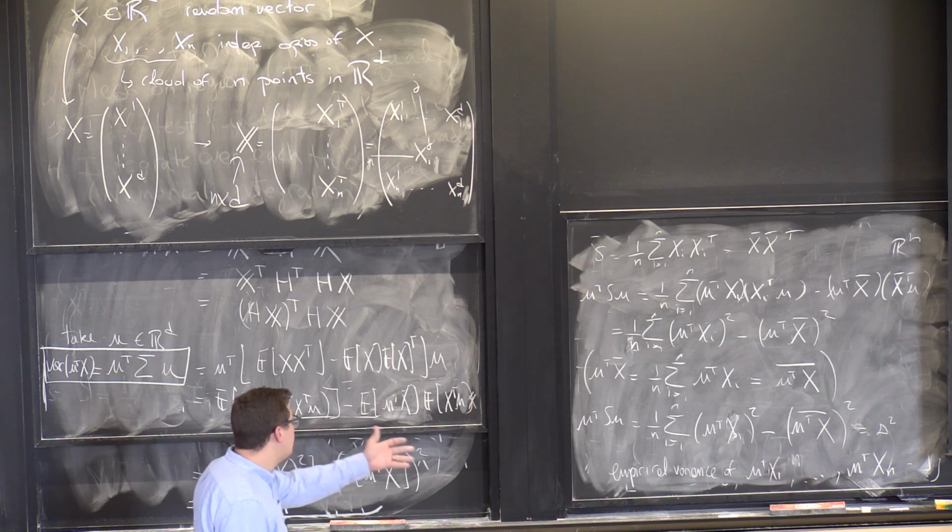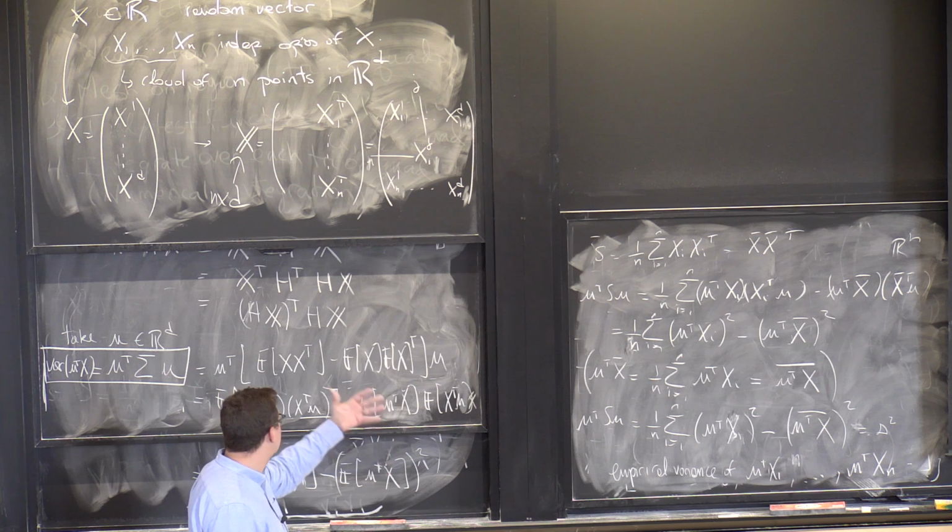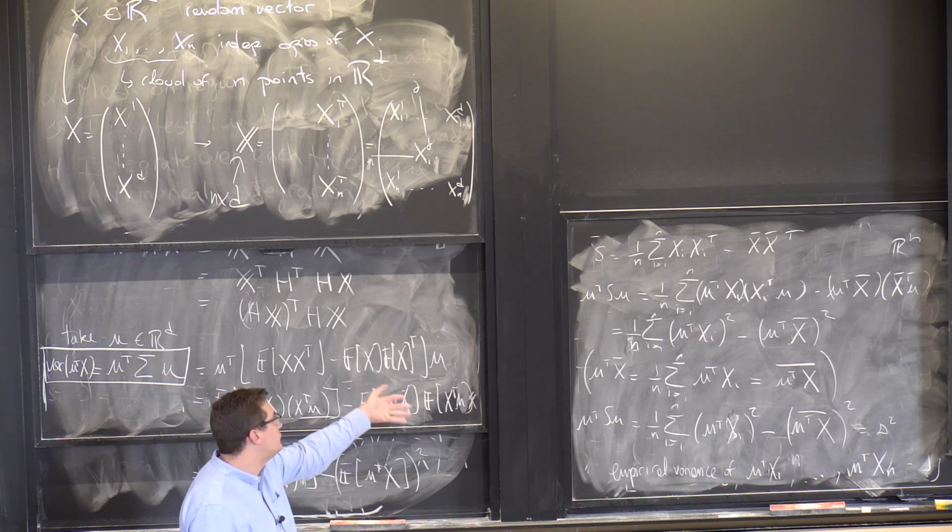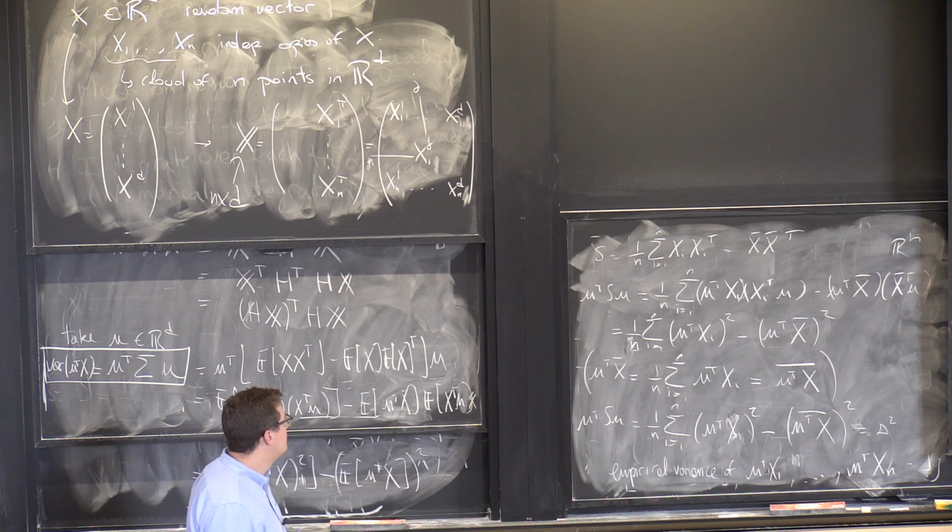Okay, and here, same things. I use exactly the same thing. The only thing I use is really the linearity of this guy, of 1 over n sum, or the linearity of expectation, that I can push things in there. Okay?